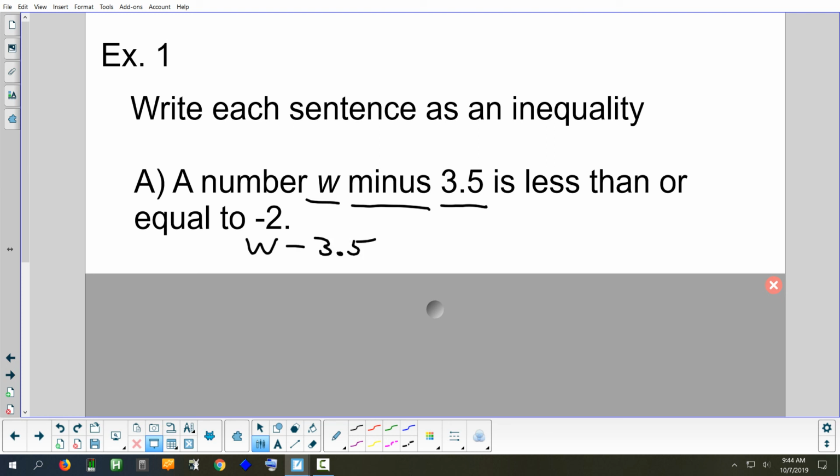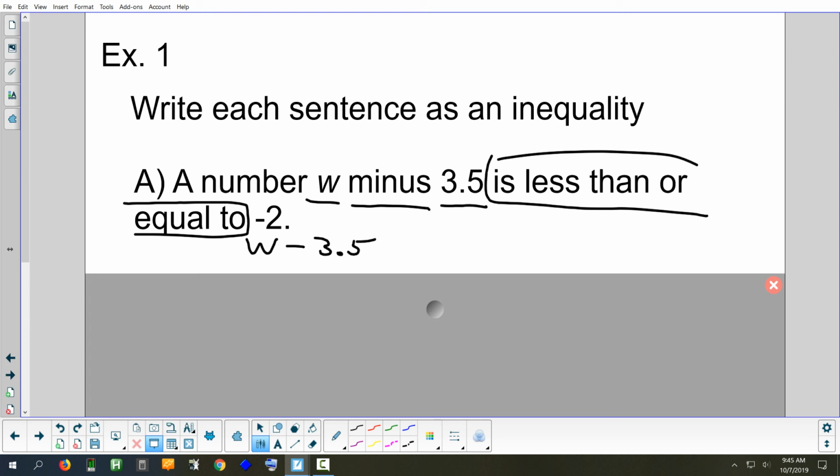What's the next thing that's important there? And there's a whole chunk of it that's important together. Is less than or equal to. So this and this, that all goes together. What do we put in for that, instead of writing all those words? Yeah, put in the symbol is less than or equal to.